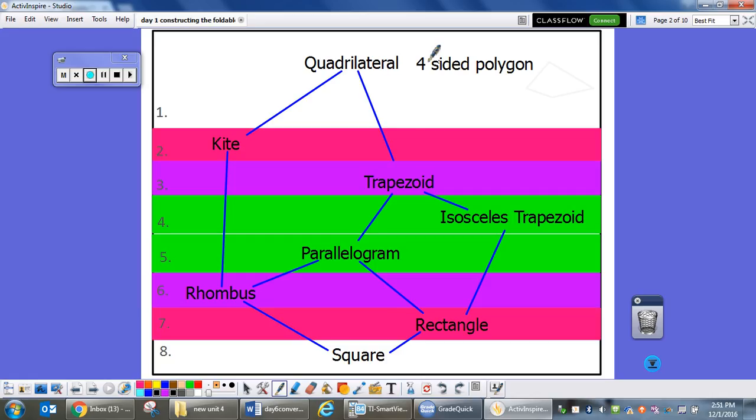For example, all quadrilaterals are not always a square. A rhombus, all rhombuses do not have to be a square. It's kind of confusing, and we will talk about it a little more. But there's that old saying, all squares are rectangles, but all rectangles are not squares.